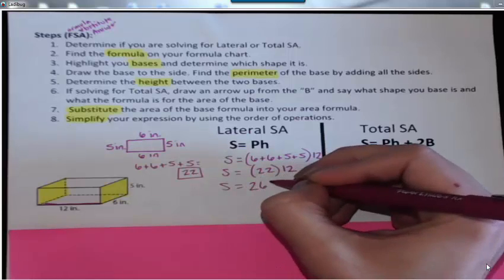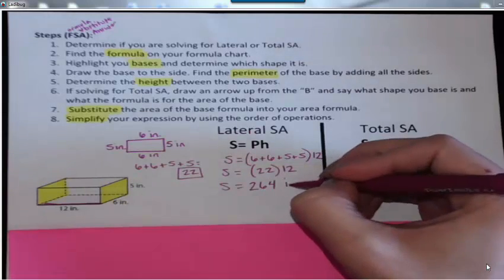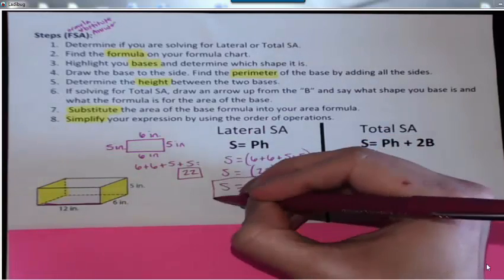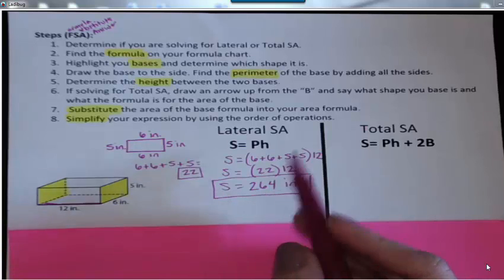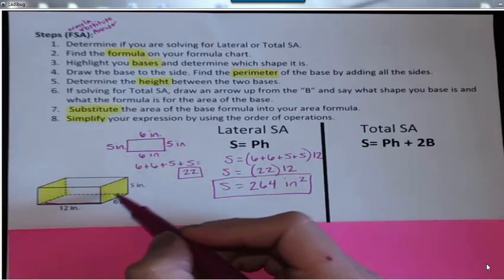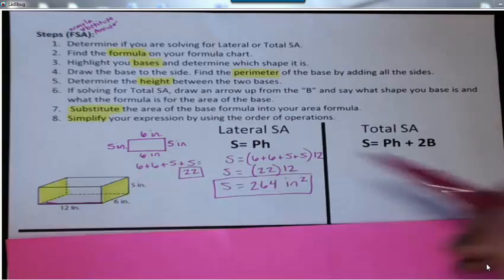to be 264, and we always want to label it with our units, so this would be inches squared, because remember, area is always squared. Now remember, that was just the lateral surface area, so we actually didn't find the area of the bases here. This is our playpen, our baby pen. We don't have the top or the bottom.